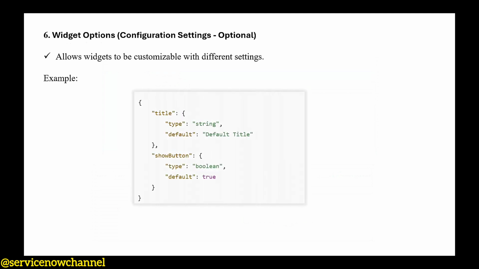Let's see the next one, widget options. This is also optional and not a mandatory thing. In most cases, the developers won't use this. Let's see what it will do. It allows widgets to be customizable with different settings. This is the functionality of the widget options component, and below is the example code.